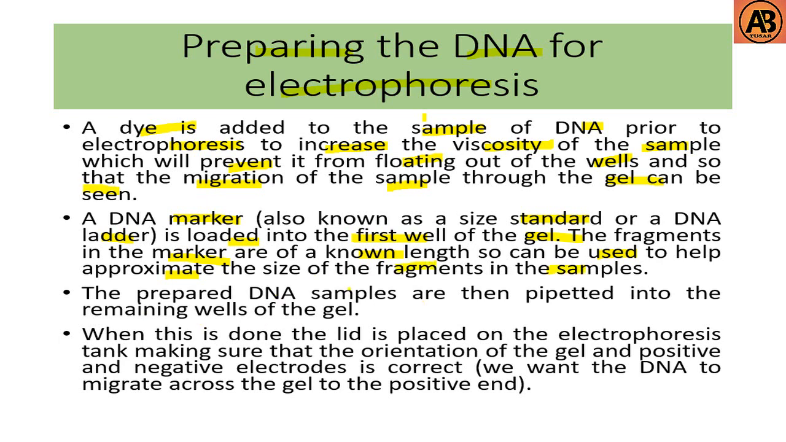The prepared DNA samples are then pipetted into the remaining wells of the gel. When this is done, the lid is placed on the electrophoresis tank, making sure that the orientation of the gel and positive and negative electrodes is correct. We want the DNA to migrate across the gel to the positive end. So this is the step of preparing DNA for electrophoresis.